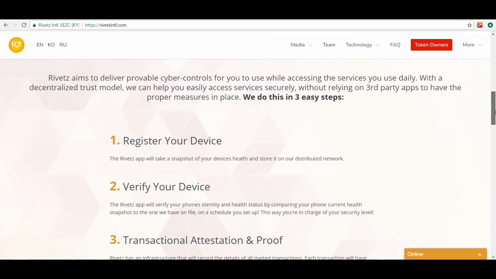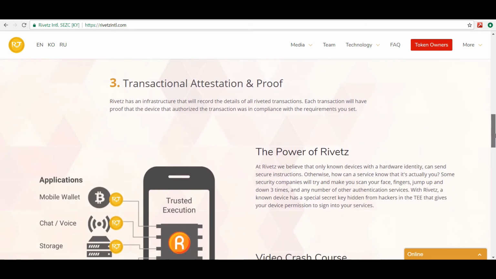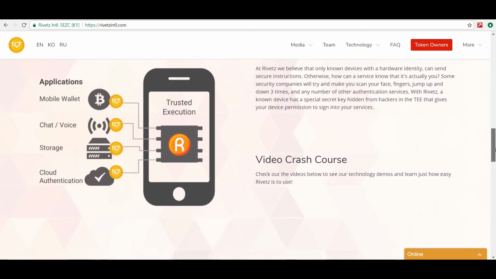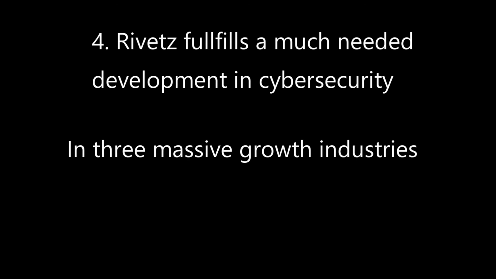Rivetz is also doing this in time for three massive growth economies, which rely on this level of security that Rivetz offers. Those three massive growth economies are mobile devices, blockchain technology and network decentralization and economic decentralization, and the massive coming explosion of the Internet of Things economy.